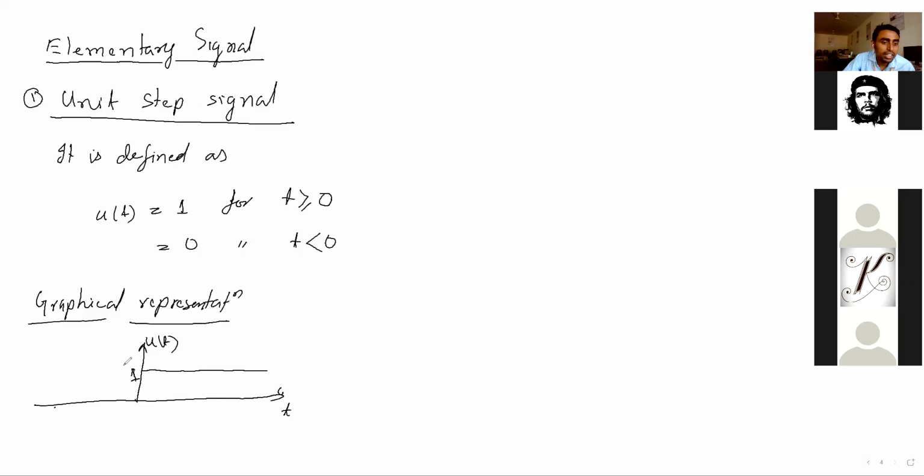If the amplitude is a, like 2, 3, 4, any other value, then those signals are not unit step signals, but you can call them step signals. When the amplitude is 1, those signals are called unit step signals. So any signal whose amplitude is constant and which exists only for positive values falls under step signals.